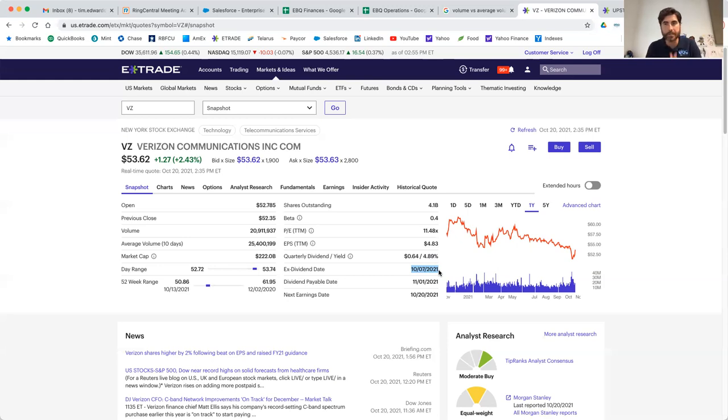But whoever owns it on the 7th gets paid the dividend. Not who owns it on the 6th, not who owns it on the 8th. Whoever owns it on the 7th gets paid the dividend.